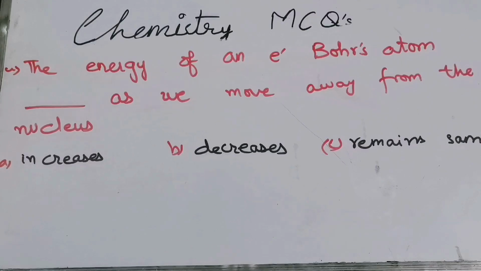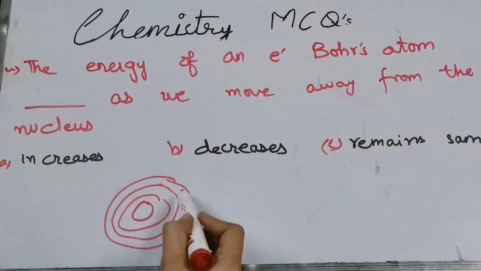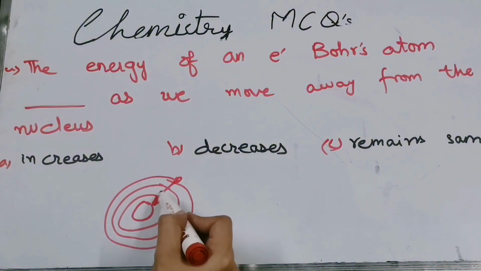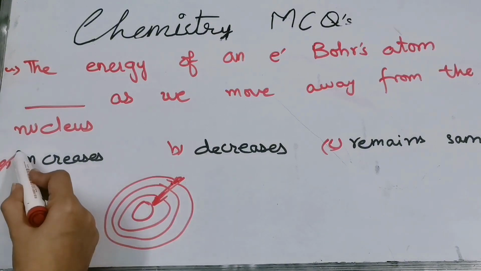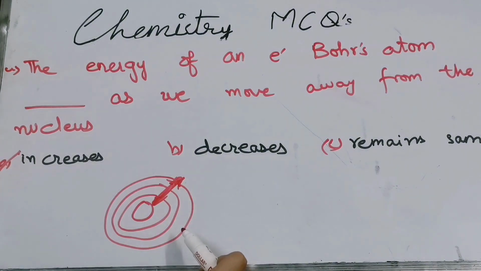The energy of an electron in Bohr's atom as we move away from the nucleus. Means that as the number of shells will increase and the electron will move away from the nucleus, in this case the energy will increase. The energy increases as we move away from the nucleus. So the correct option is option A.